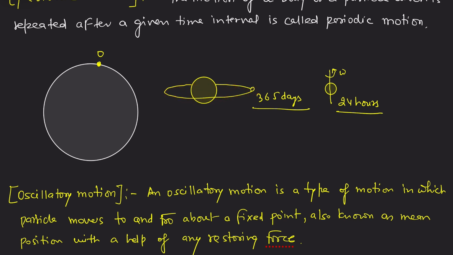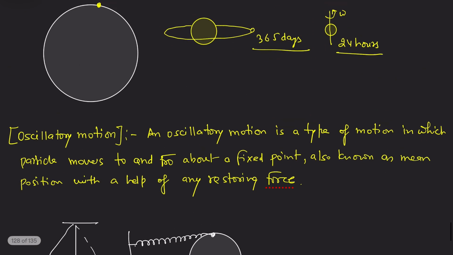If you talk about the earth revolving about its own axis, it is also a periodic motion, but not an oscillatory motion, because there is no restoring force, nothing is there here. A particle moving on a circle, which is similar to this case only, is also only a periodic motion, but not an oscillatory motion.